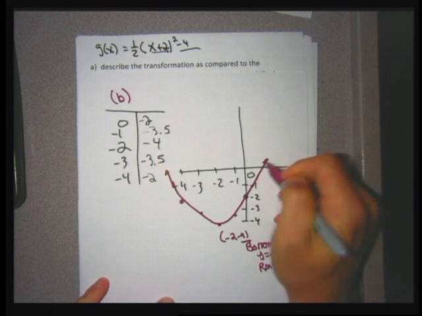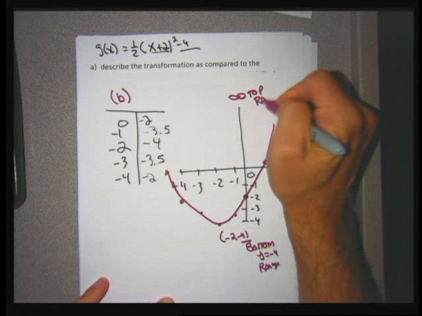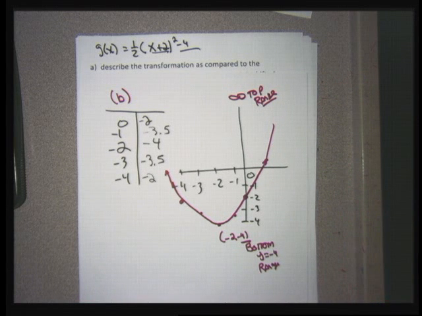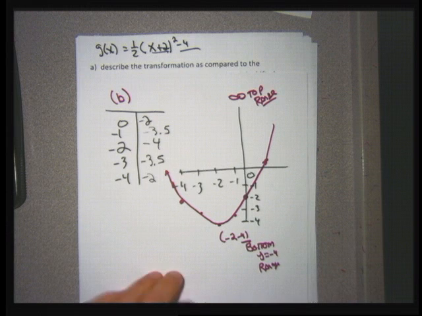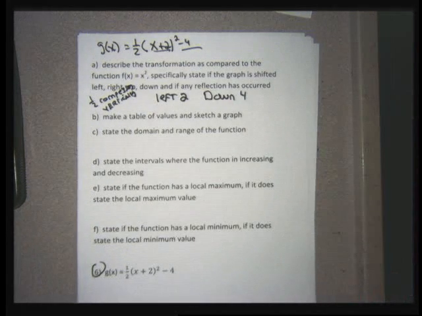And the graph goes up forever to the top of the y-axis. So the last part of my range is going to be at infinity. I'm going to say the domain is negative to positive infinity. All parabolas have a domain from negative to positive infinity. And for the range, I'm going to write -4 to infinity.